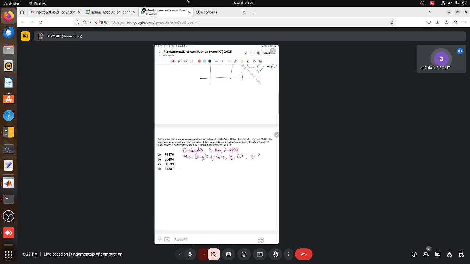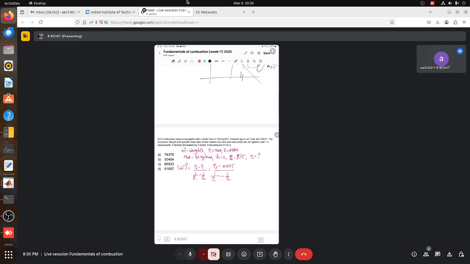So we know from the Rayleigh line that mass flux squared is nothing but P2 minus P1 divided by 1 by rho 1 minus 1 by rho 2. Now P2 is what you need to find. P1 is given to you, 1 bar. 1 bar is nothing but 101,325 Pascal, divided by 1 by rho 1 minus 1 by rho 2. Now you need rho 1 and rho 2. Sorry, here rho 2 is given as rho 1 by 5.